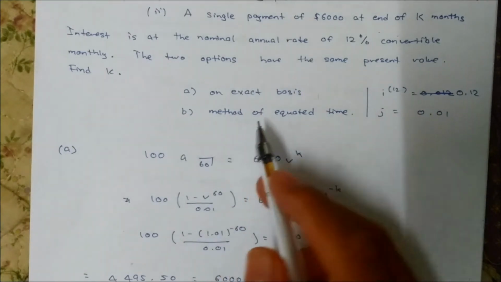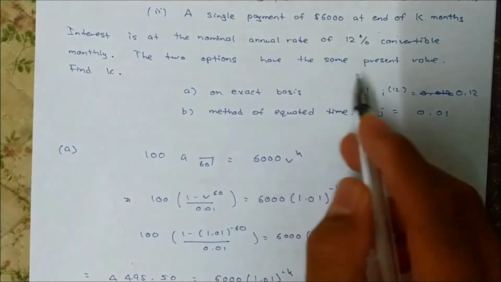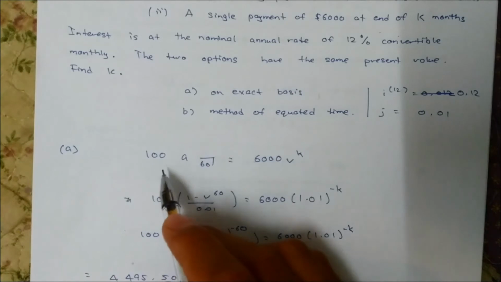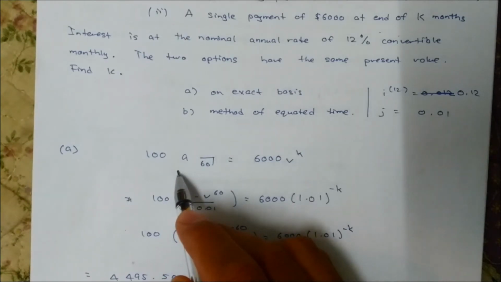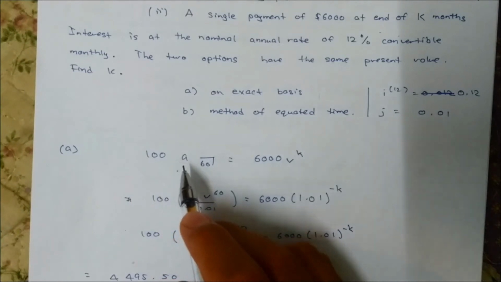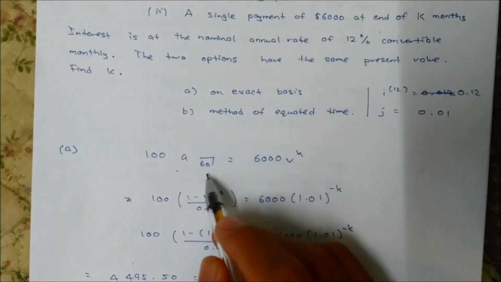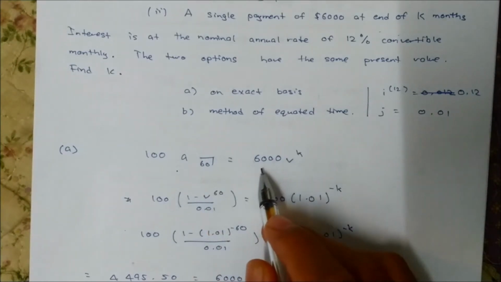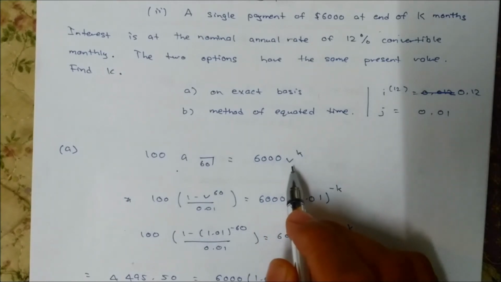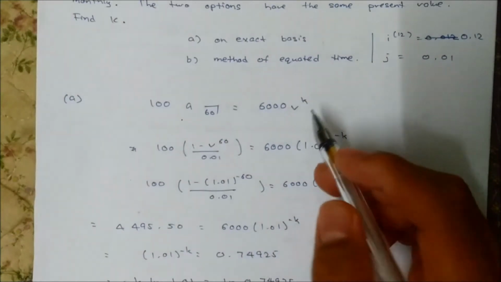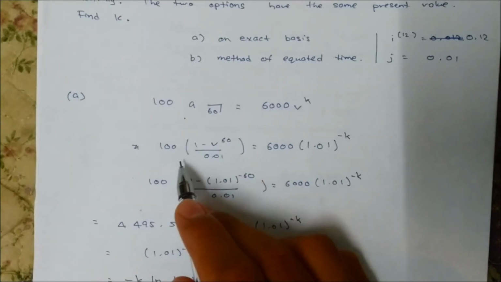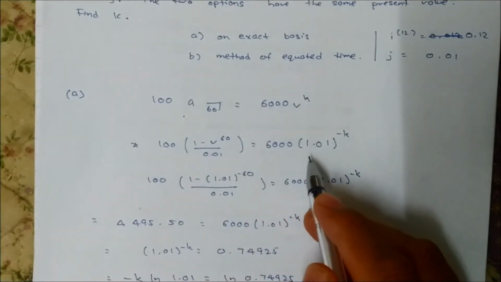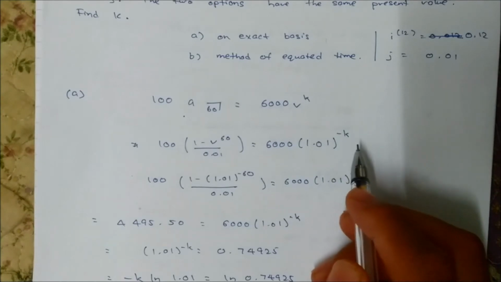Since the question said that both of the methods have the same present value, we can express the equation as follows. 100, for method 1, which is the payment of 100 times a angle 60, because of the 60 payments, one for each month, equals 6,000 times v to the power of K. So therefore, here is our expression: 100 times (1 minus v^60) over 0.01 equals 6,000 times 1.01 to the power of negative K.